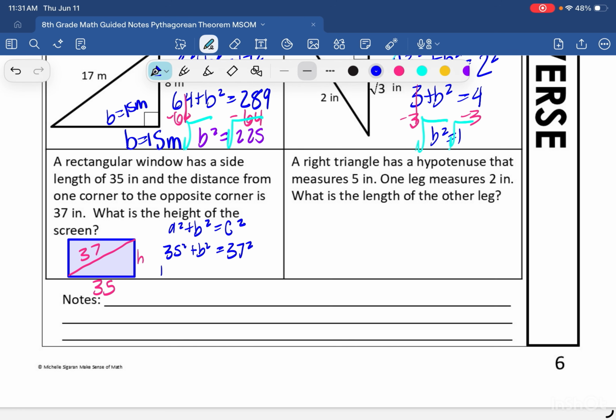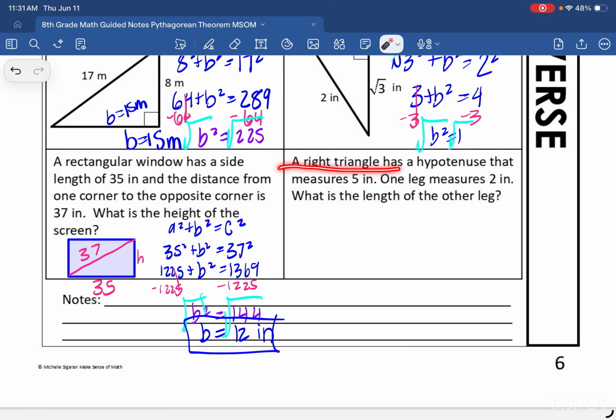35 squared is 1,225 plus b squared equals 1,369. I subtract 1,225 from each side, and I get b squared equals 144. Last step is take the square root, and I get b equals 12. So the height of the screen equals 12 inches.